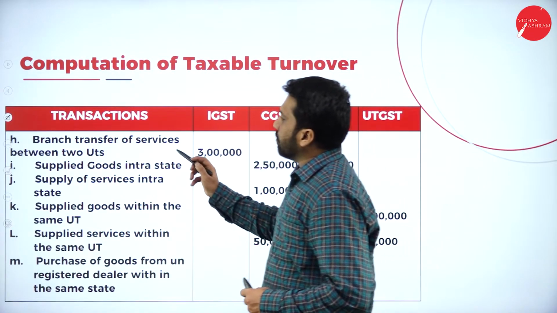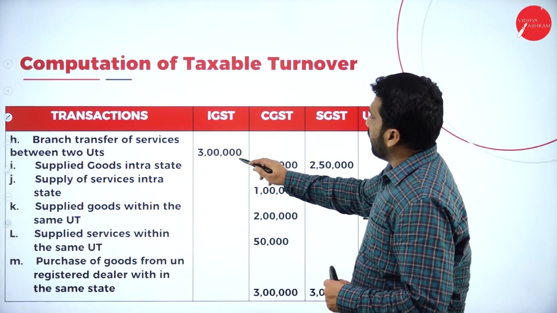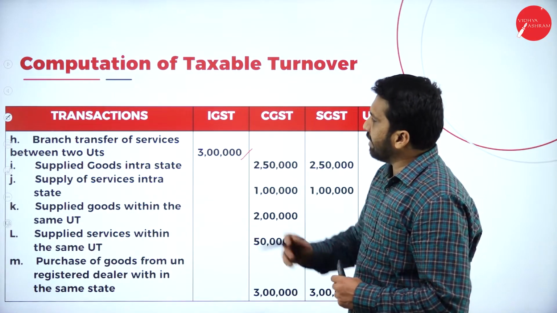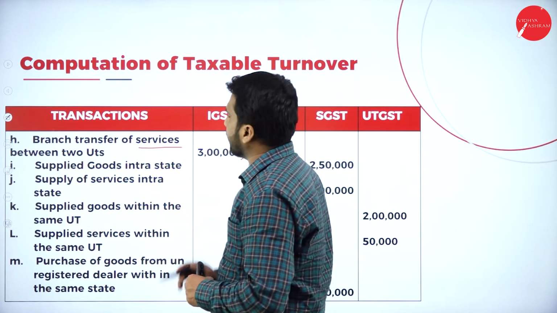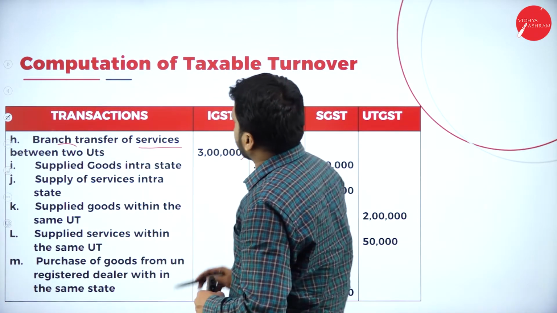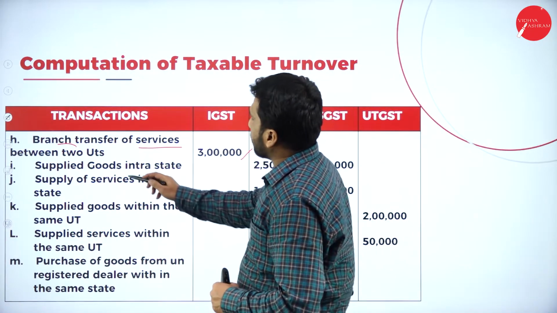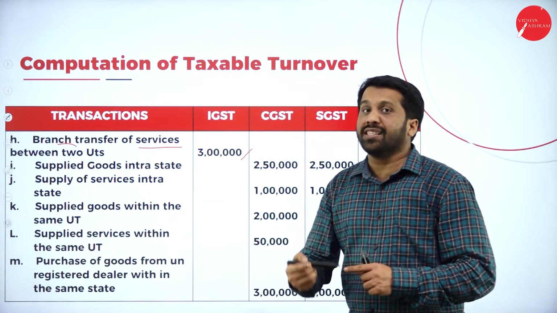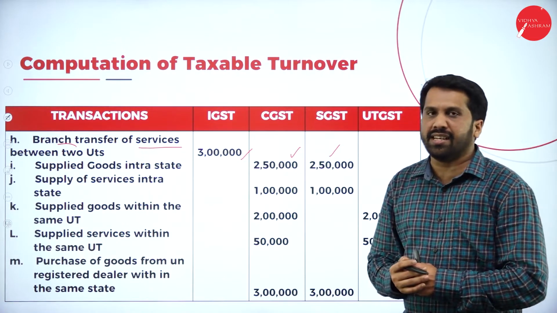Branch transfer of services between two union territories, it will be IGST. If it is between two, then it will be IGST. Now again it is what? Services. Then supplied goods, and again it is branch. Any branch transfer comes under IGST. Then we have supplied goods intra-state. Intra means what? Within the state. It will be CGST and SGST.